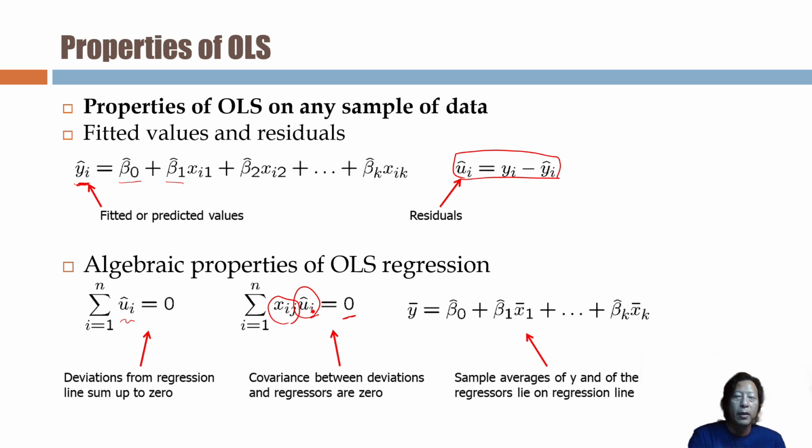So if you want the residual to be a real residual, it should not be affected by your factor. That's why the covariance between the factor and the residual should be 0. They should not have a relationship. And of course, if you put in the mean of everything, then you should be able to see the dependent variable means.